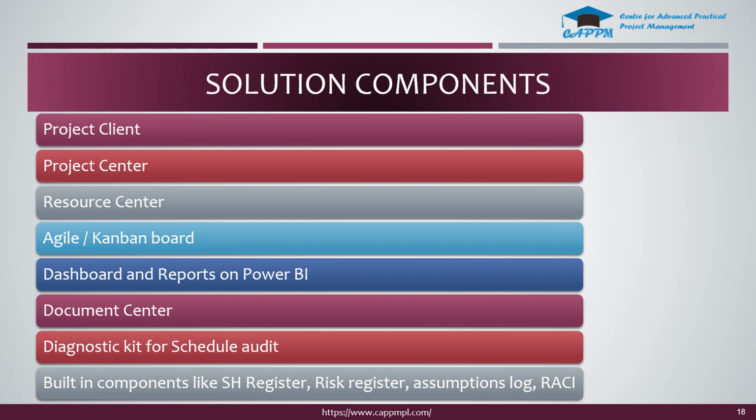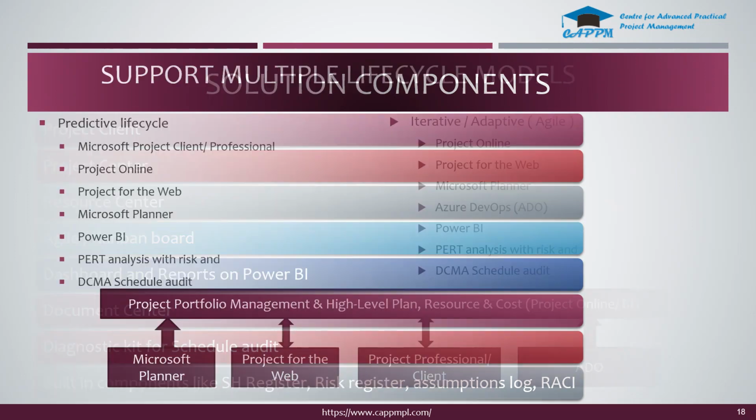Which is the project client, that helps you to do the project scheduling. Then you have Project Online, which helps you with the details on Project Center, what different projects you have, Resource Center, which shows the centralized resource pool, and Project Home, which gives the Agile and the Kanban board. Then the dashboards and reports through Power BI, Document Center through the project site, and the diagnostic kit for schedule audit. And we also give built-in components for stakeholder register, risk register, assumptions log, and tracking, various different templates built in along with the system.